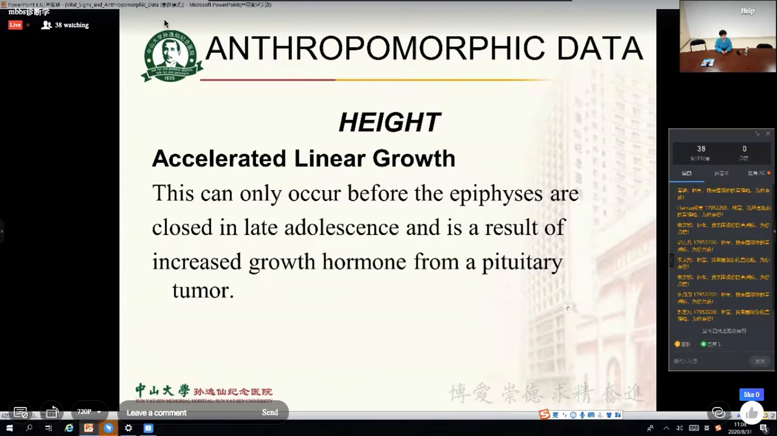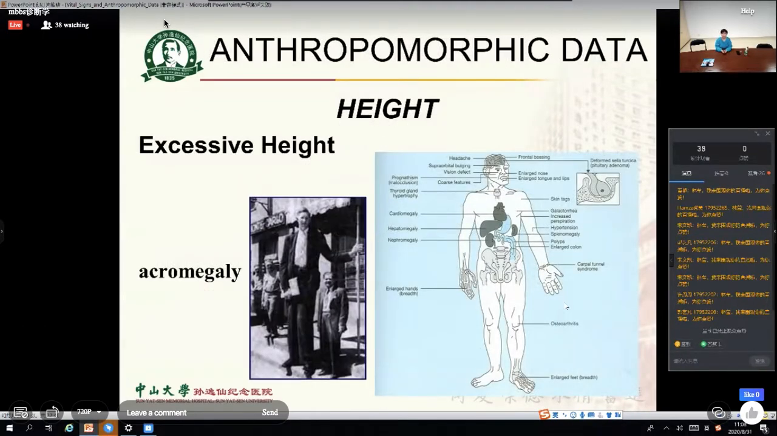Let's see, what is this? This is the excessive height, like this guy on the left. This is what we call acromegaly. Actually, we have some athletes suffering acromegaly, playing basketball and volleyball and things like this. The patient may have excessive height.